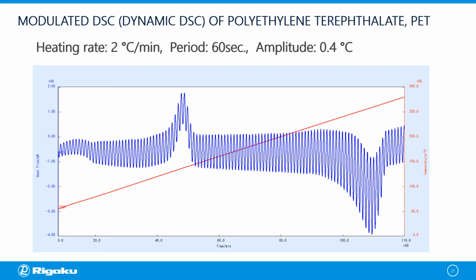Here is an example of a PET material measured with dynamic DSC. This was measured with a heating rate of 2 degrees per minute with a period of 60 seconds and an amplitude of 0.4 degrees centigrade. Data analysis is performed using this data to separate the reversible component, which is the specific heat capacity component, and the other non-reversible component, which is the other component.